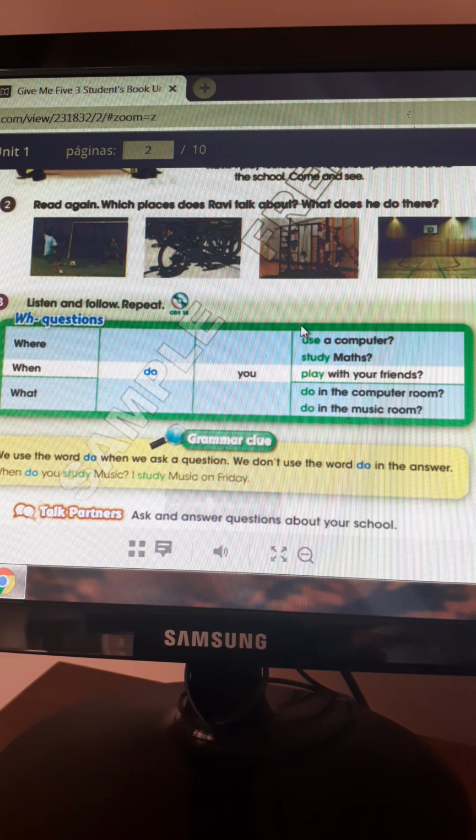Unit 1, Lesson 2, Pupils Book, page 9. Activity 3. Listen and follow. Repeat. When do you play with your friends? Where do you study maths? What do you do in the music room?